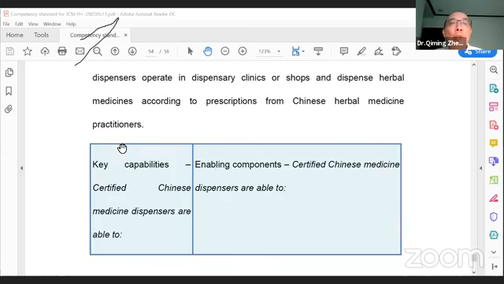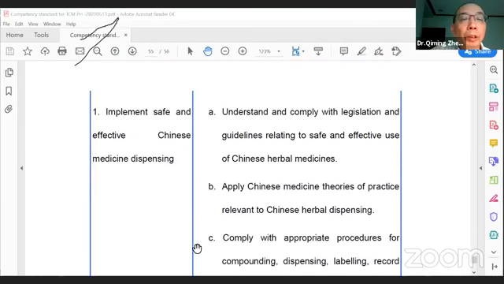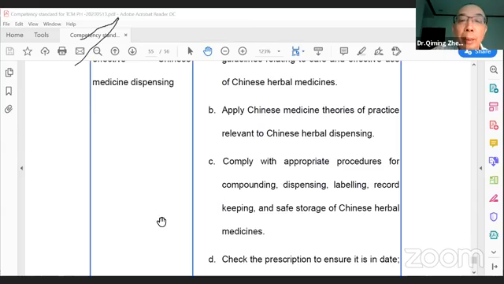This dispenser guideline we refer from the Australian government guidelines for Chinese medicine. So it should implement safe and effective Chinese medicine dispensing. Understand and comply with the legislation and guidelines relating to safe, effective use of Chinese herbal medicine. Apply Chinese medicine theories and practice relevant to Chinese herbal dispensing. It means after the doctor prescribes your medicine, in the pharmacy of the Chinese medicine clinic, at least people know the theories of Chinese medicine, are able to explain some concerns from the patient, and know how to put the labeling, know the contraindications, and know the Chinese medicine.